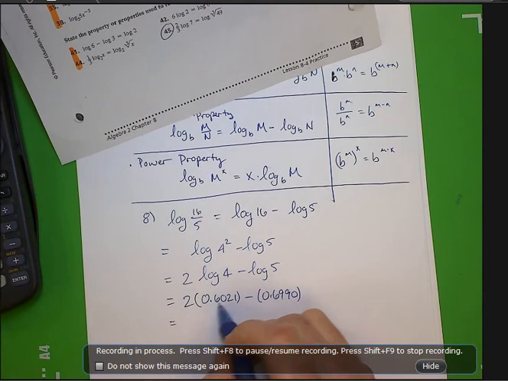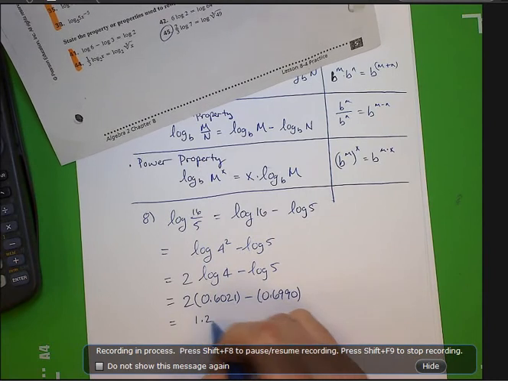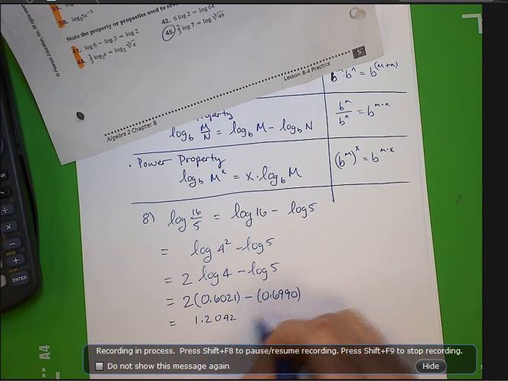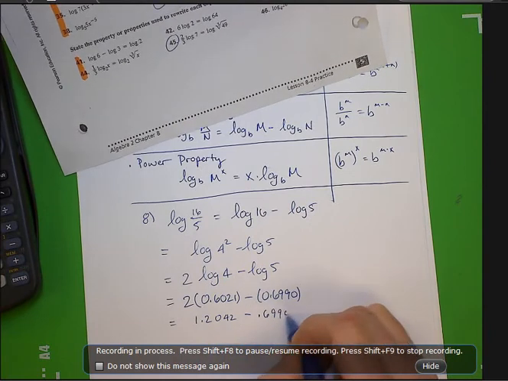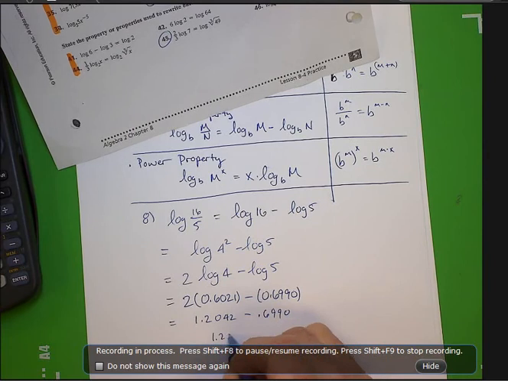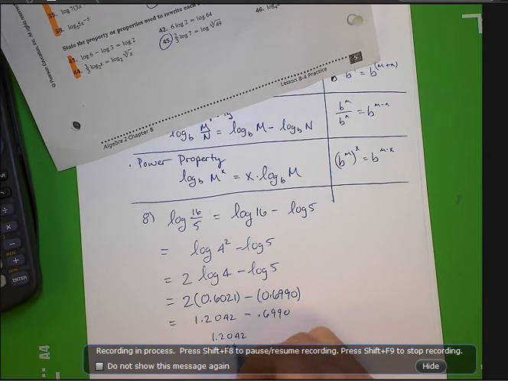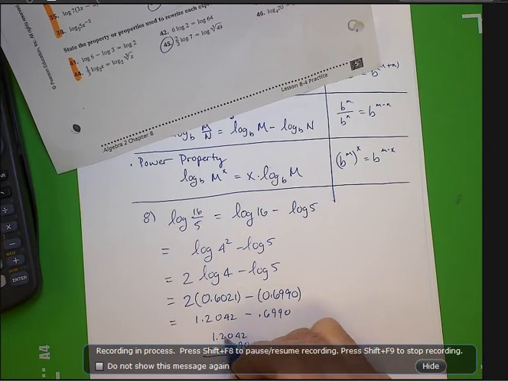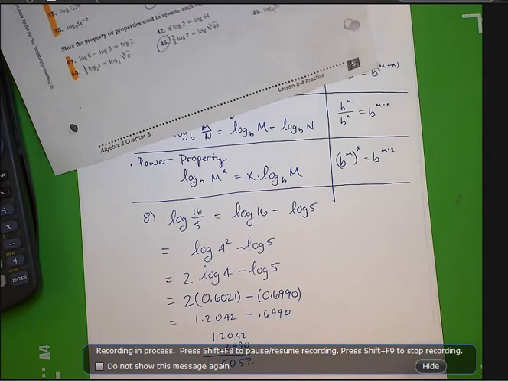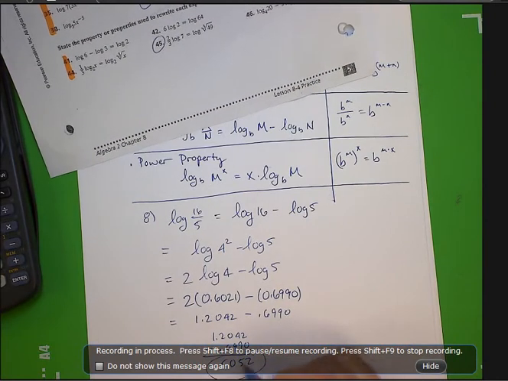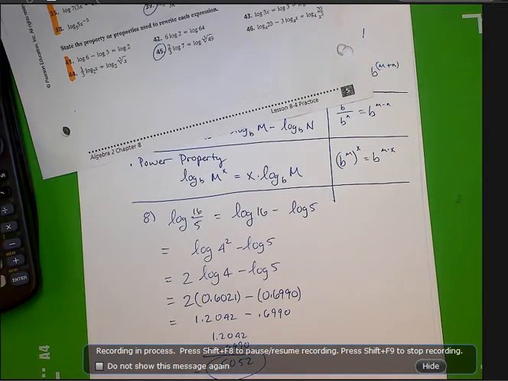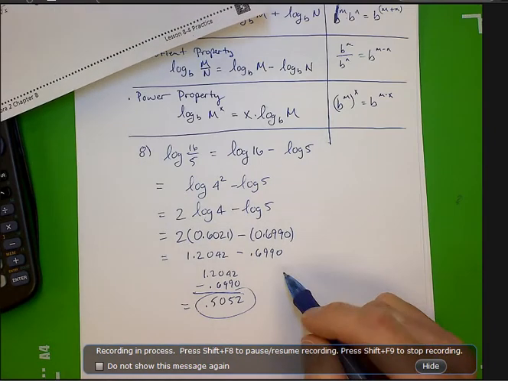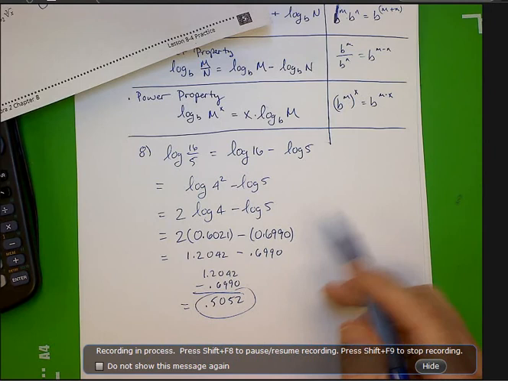So if I was doing this without a calculator, I would basically end up with 2 times 0.6021 would be 1.2042 minus 0.6990. And if I take 1.2042 minus 0.6990, subtract, I get a 2, I get a 5, I get a 0, I get a 5, there we go, 0.5052, I believe. So you can see how that can be done without a calculator. I could go through and subtract all that.